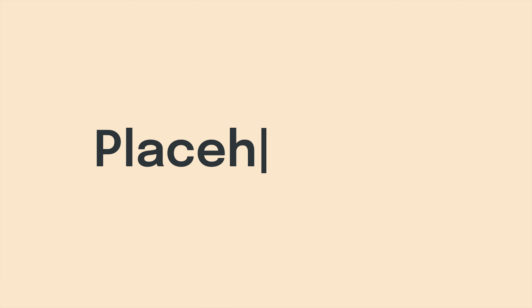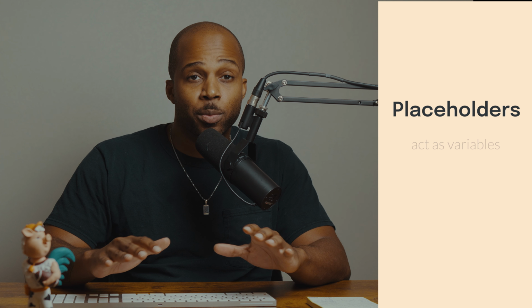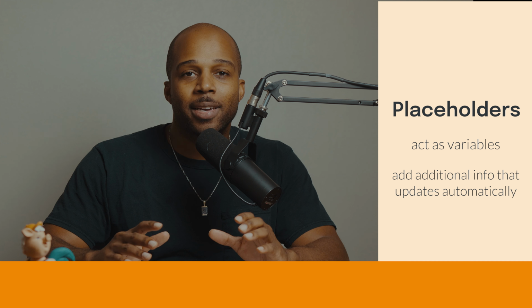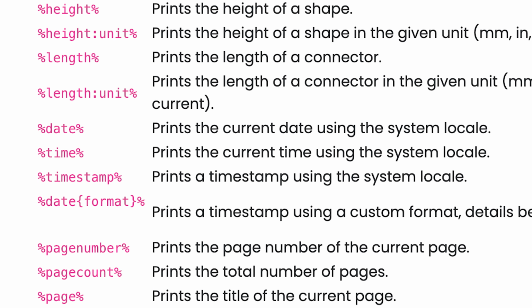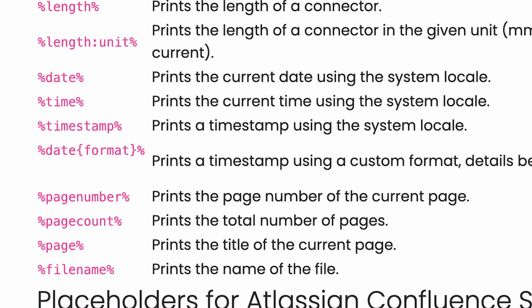And finally, my favorite, we have placeholders. Now these act like variables. They add additional information to your shapes that automatically update. Draw.io has a number of predefined placeholders that can display many things from file name to the current page number.